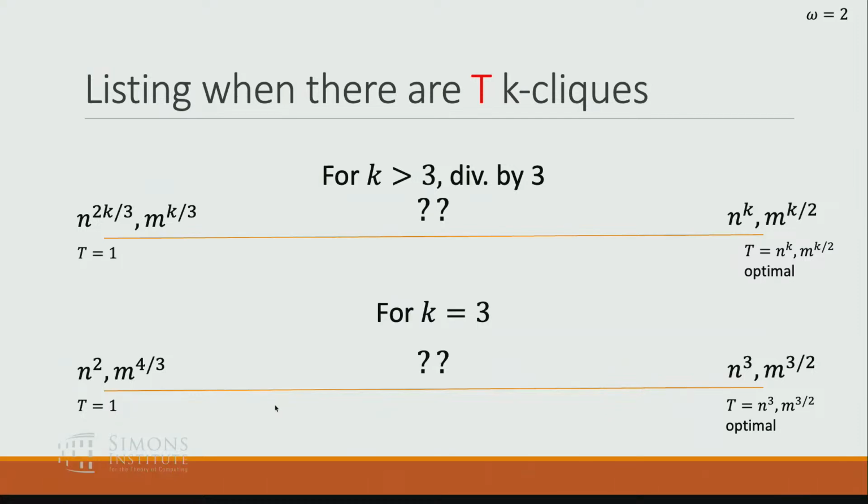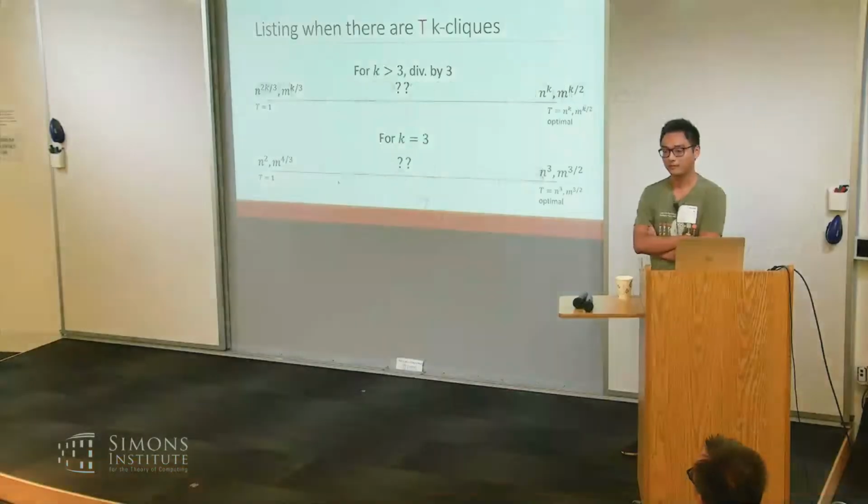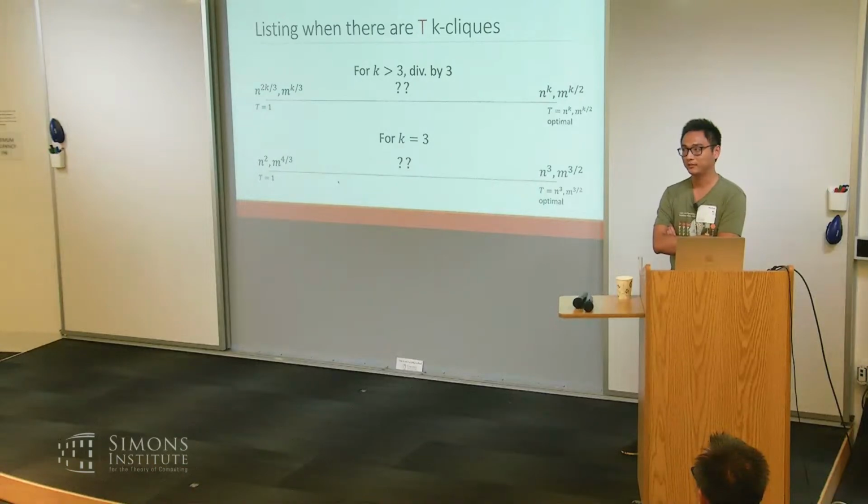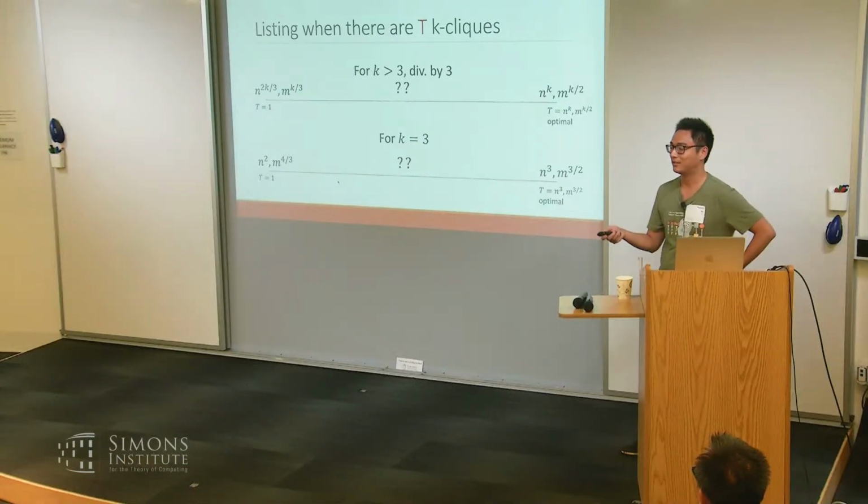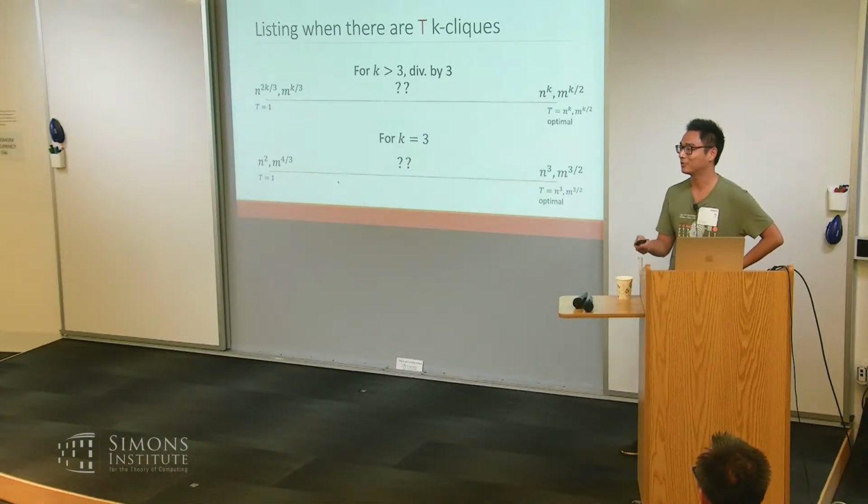When k is, say, n minus c, it becomes like vertex cover. So when k is n minus c, there's also a polynomial time algorithm.